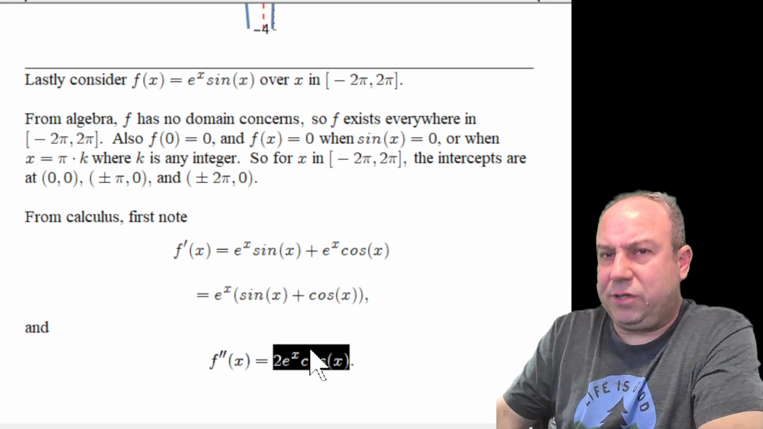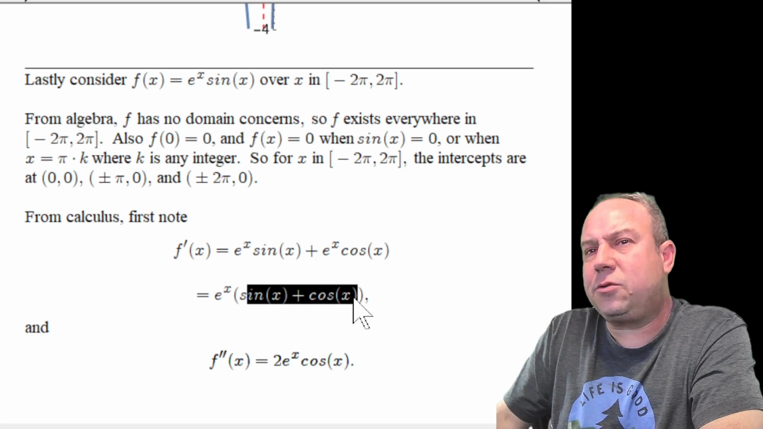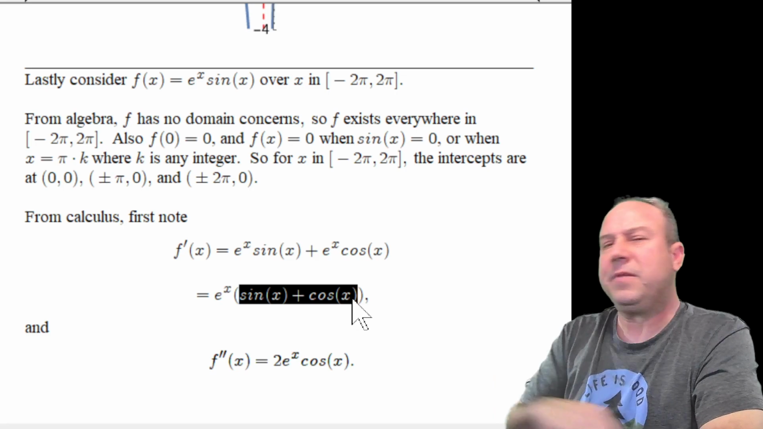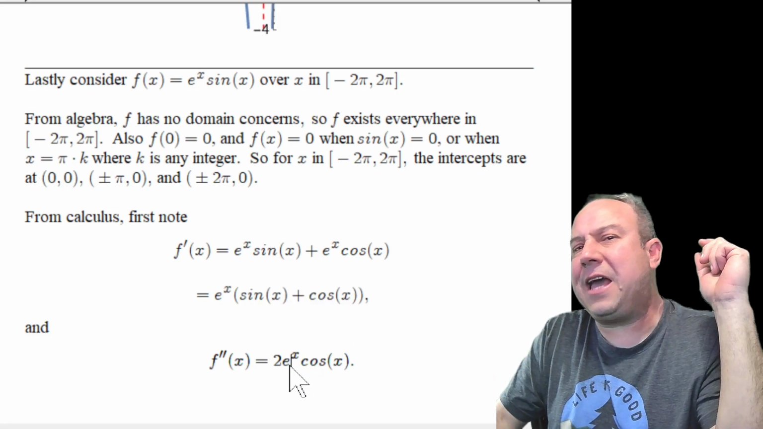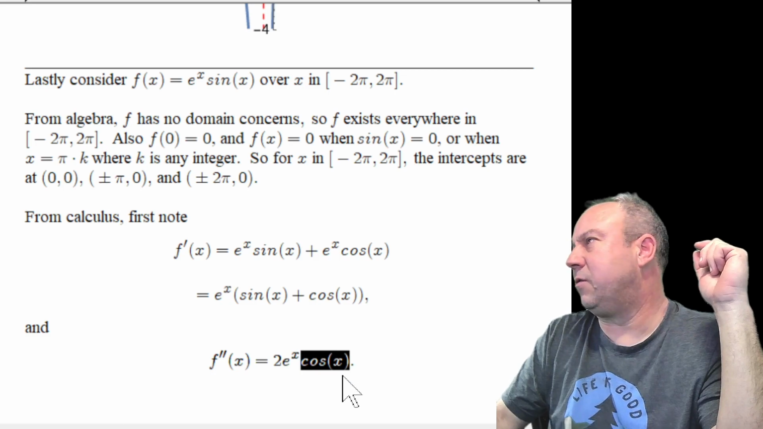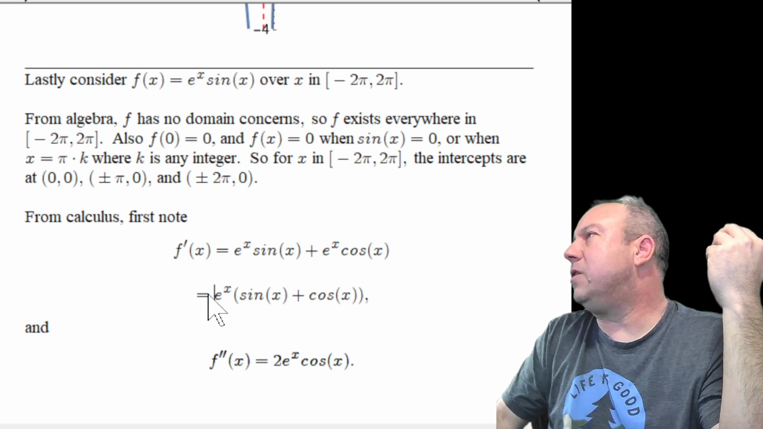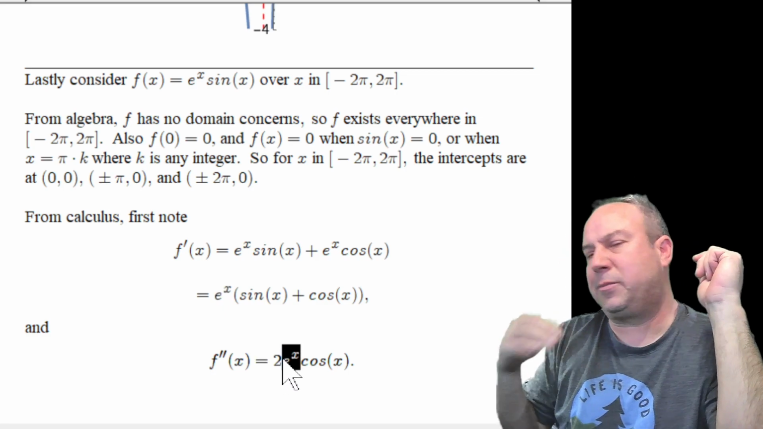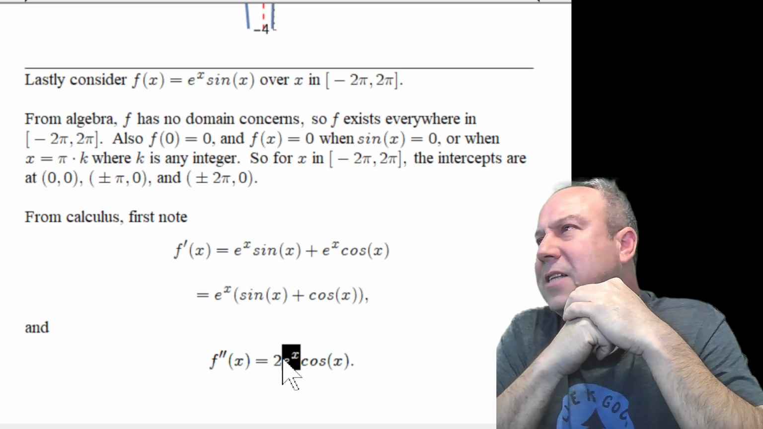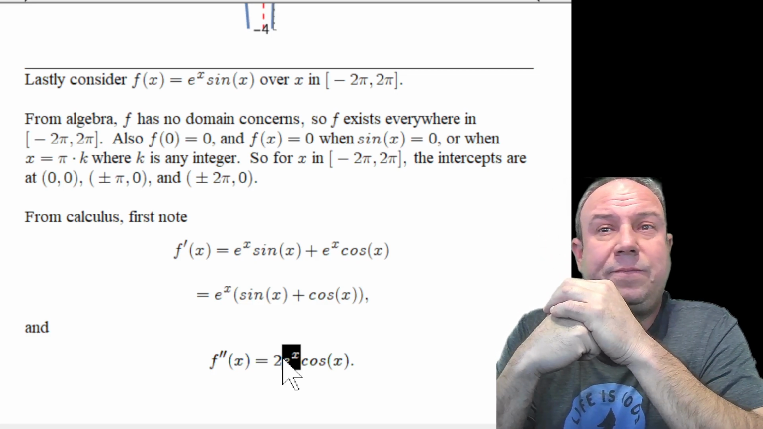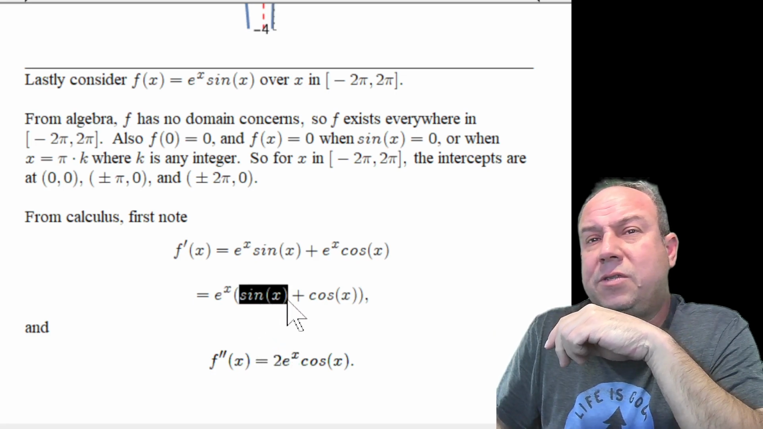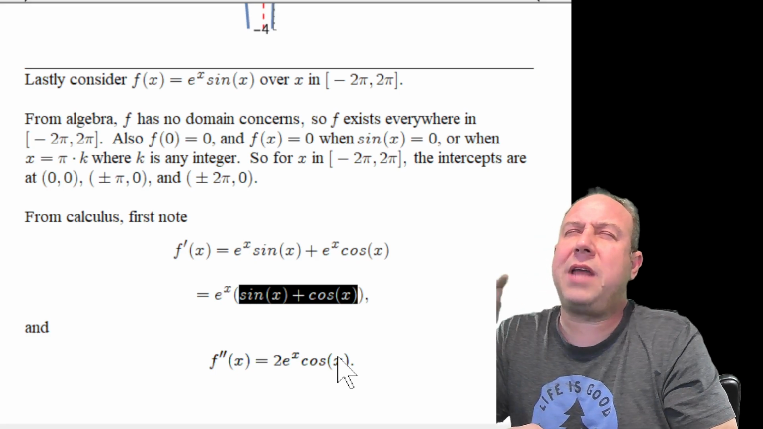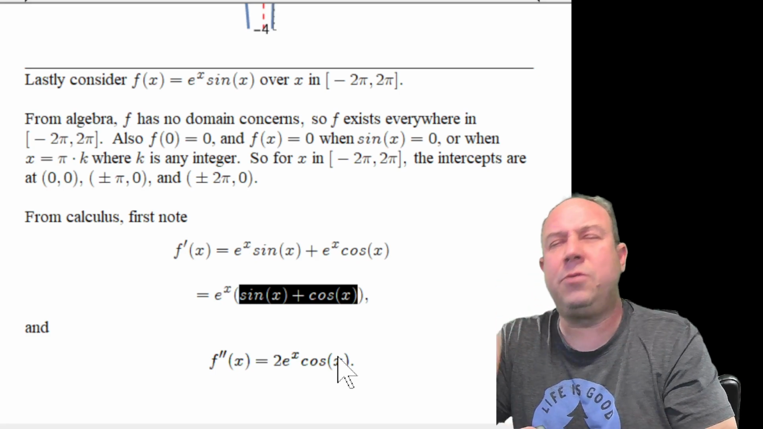And they equal 0 when the statement sine x plus cosine x equals 0, or, in the second derivative, when e to the x cosine x is equal to 0. Notice e to the x never equals 0. There's no way that the exponential function can ever equal 0. E to the x is always greater than 0. So the only way f prime can be 0 is if sine x plus cosine x is 0, which means the sine of x would have to be the opposite of the cosine of x.